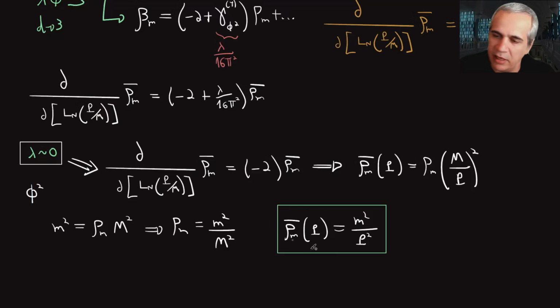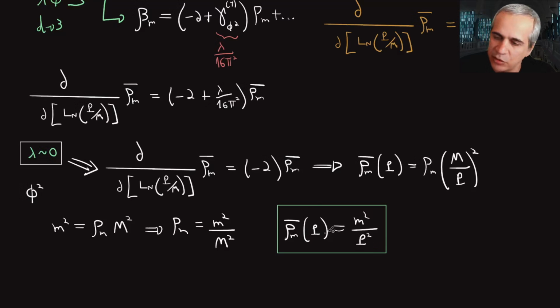And this will become important as the momenta are comparable with the mass, right? If the momenta are much bigger than the mass, then this coupling goes to zero, as we expected for a relevant operator. It becomes important at low momenta. That's all I'm saying here, right?